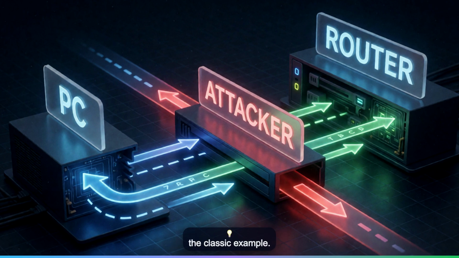ARP poisoning is the classic example. An attacker sends malicious ARP replies to both a PC and its router, overwriting their correct MAC address mappings, so all traffic between them flows through the attacker first. The attacker can read everything, modify it on the fly, and neither party has any idea something's wrong.